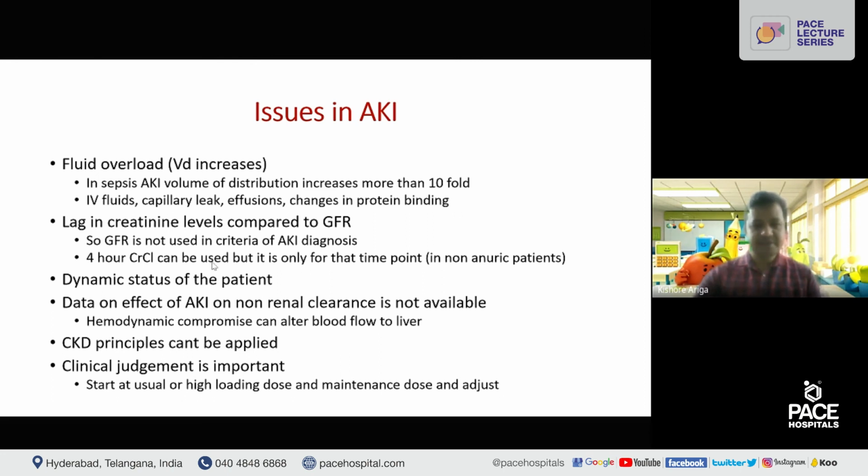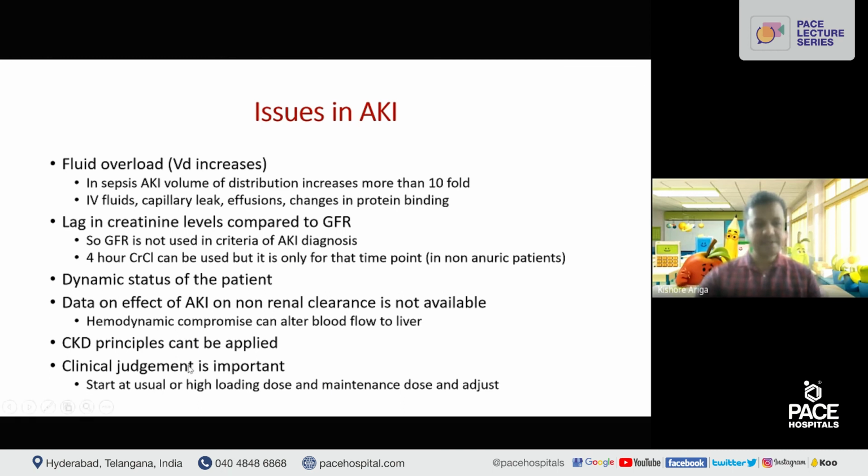And in sepsis patients, we don't have data regarding the effect on the liver. Initial stages are fine, but in later stages, as the shock develops, what is the effect on the metabolism of drugs by the liver, we don't know. So we don't have that data. So effectively, we cannot use CKD principles in AKI. We cannot apply GFR value based, Cockcroft-Gault value based drug adjustment in an AKI patient.